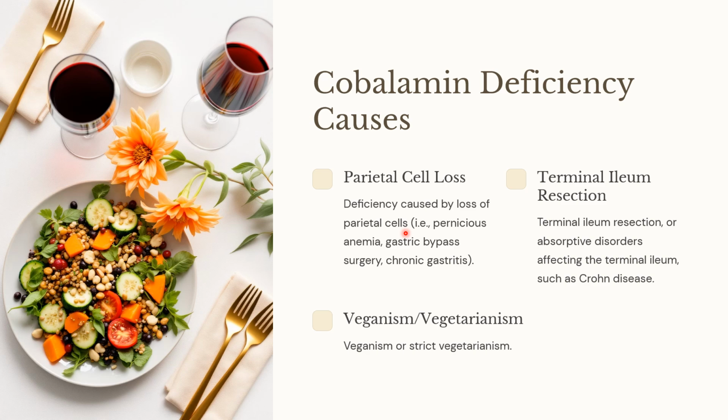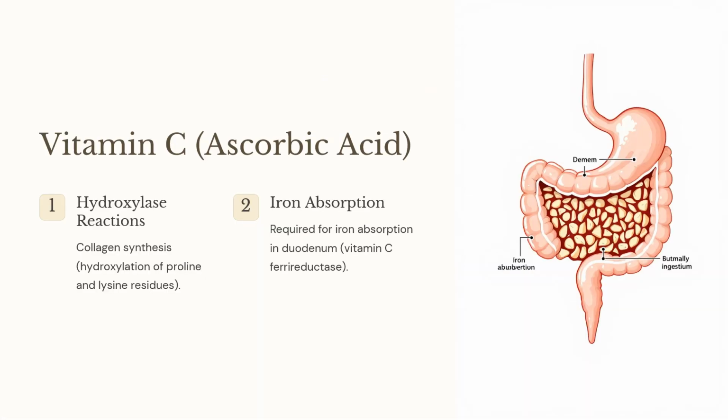So for vitamin B12 to get absorbed, even though the intrinsic factor is produced by the gastric cells of the stomach, after getting attached to the intrinsic factor, vitamin B12 can be absorbed only in the terminal ileum. So both parietal cell loss as well as terminal ileum resection or absorptive disorders affecting the terminal ileum, such as Crohn's disease, can result in vitamin B12 deficiency.